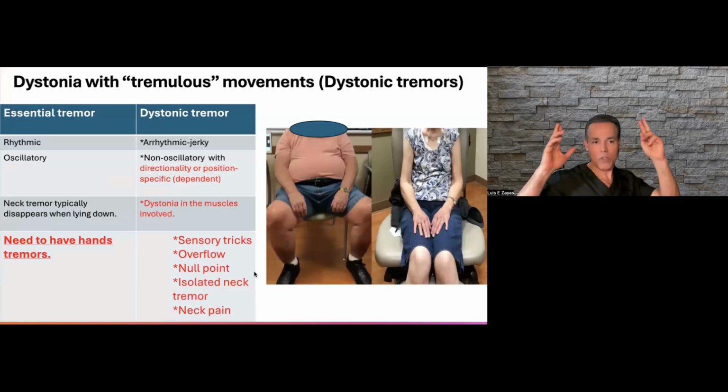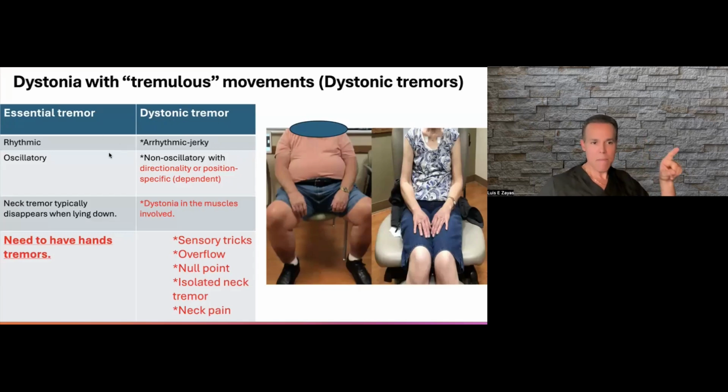Okay. Now let's talk about the dystonia with tremulous movement. And I say tremulous movement because it's not actually a tremor. It's not a tremor because it's not rhythmic and it's not oscillatory, but looks very tremulous. And that's why we call it dystonia with tremulous movement. In other words, dystonic tremors. So these are the differences between dystonic tremors and essential tremor.